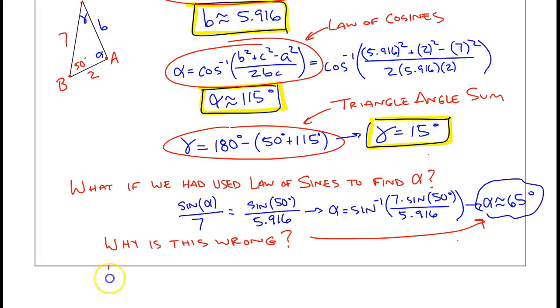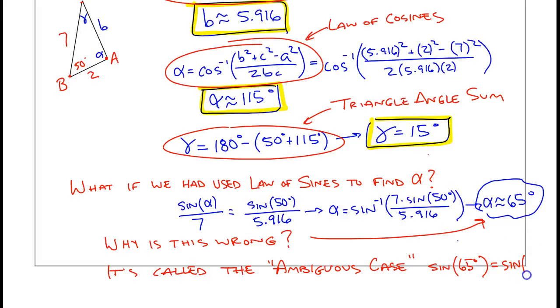And the answer is simply called the ambiguous case. The ambiguous case occurs when we use side-side-angle information to solve a triangle, and it's because we can have two angles with the same sine ratio. So 65 and 115, they both have the same sine ratio, but the arcsine function will always give us an output of 65 degrees, not the 115.